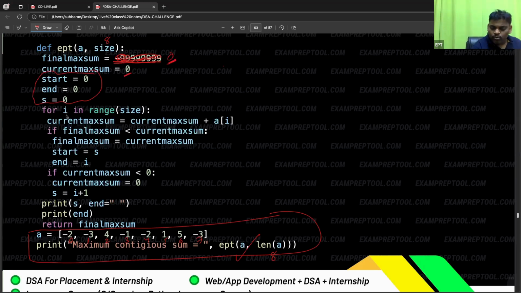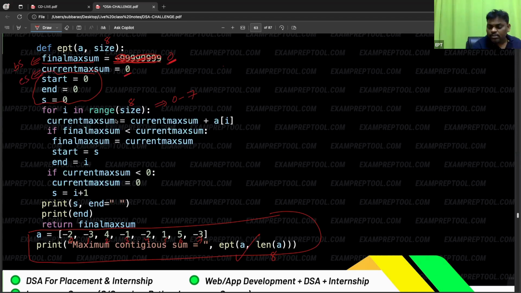Now the loop is going on. Range of size. Size is 8. Range of 8 means 0 to 7. The for loop is going on 0 to 7 times. Every time, this current sum. Final sum is the final one, means final sum means best sum. Current sum means every time sum.